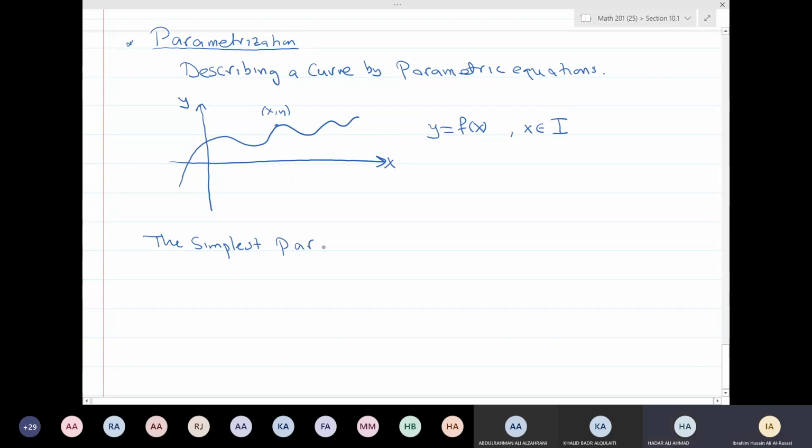Parameterization. The simplest parameterization is the following. I need x to be a function, and then y is a function, and then I need an interval. Okay, an interval. The simplest way is the following.